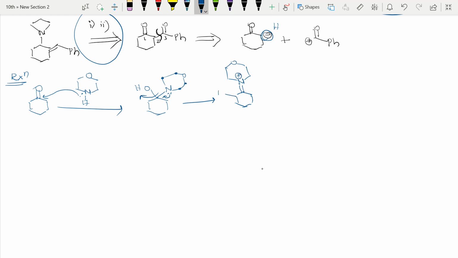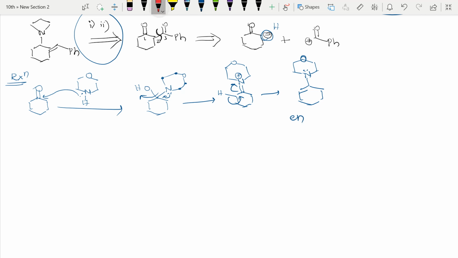Nitrogen is an electronegative atom, it can't have a positive charge. So what it will do, it will take this proton, which will go as H plus, and it takes back its electron density. So this is nothing but the enamine we will get, enamine. I hope you will understand what an enamine is, right? Again it got its lone pair back and here it is oxygen. So ene means double bond, amine means amine group is there.